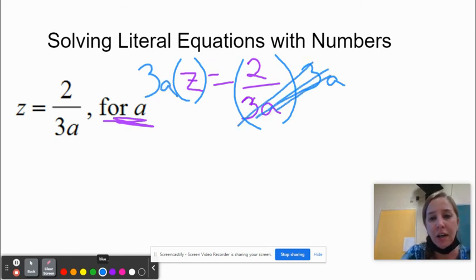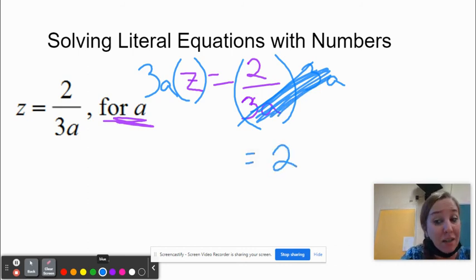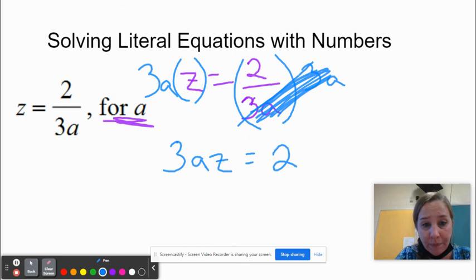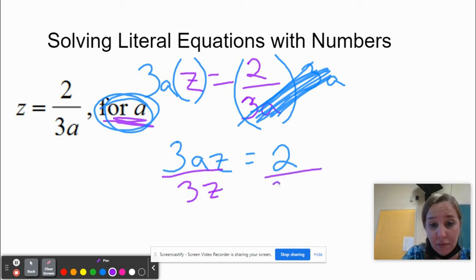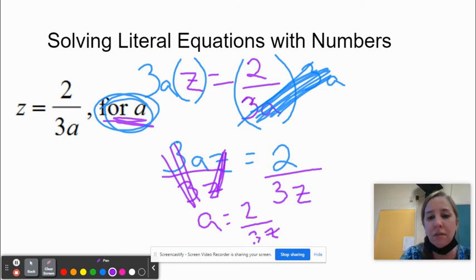So now the 3a cancels off, and we have 2 equals 3a times z, which is 3az. Now remember, we're trying to solve for a. So the 3 has to go. The z also can be divided off. But we have to do it to both sides. So the 3 disappears. The z also disappears. And you're left with a equals 2 over 3z. Final answer, 2 over 3z.